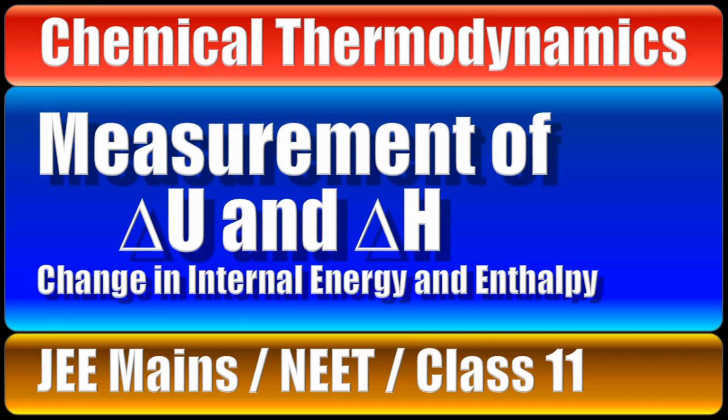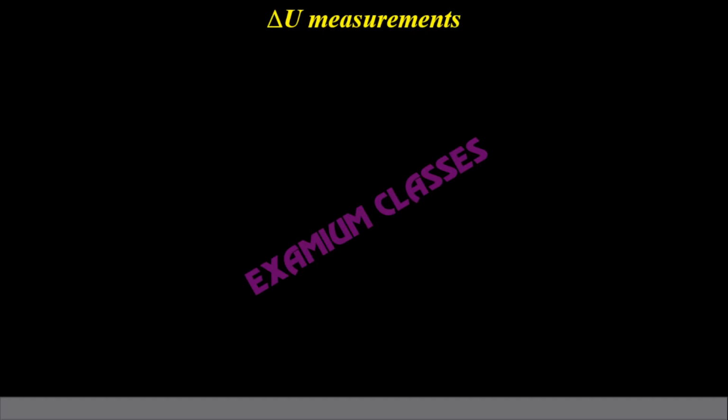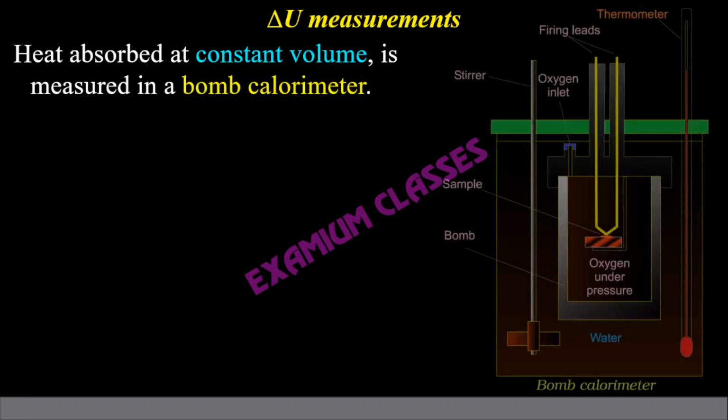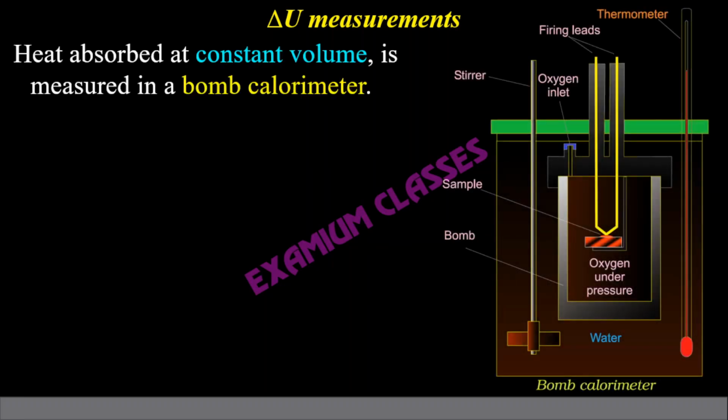In chemical thermodynamics, measurement of delta U and delta H, that is, change in internal energy and change in enthalpy. Here I will be talking about the apparatus being used to calculate delta U and delta H and how we get that amount. So first, delta U measurement. We use this apparatus which is called a bomb calorimeter. Normally in numericals, if it is written that we are using a bomb calorimeter, we are trying to calculate delta U, the difference in the internal energy.